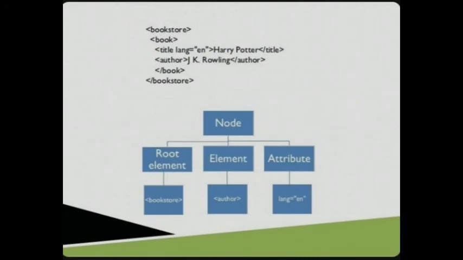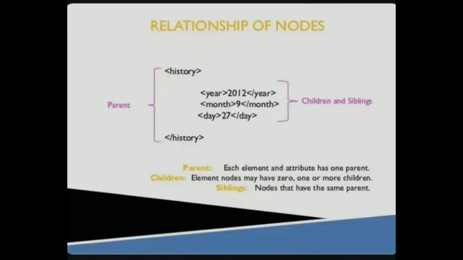In this example, we have the root element, element, and attributes. For the root element we are using bookstore, and the element is author. This is the example of the relationship of nodes. Here we can see parent, child and sibling nodes. Each element and attribute has one parent. An element node may have zero or more children. Nodes that have the same parent are called siblings. This is one example.